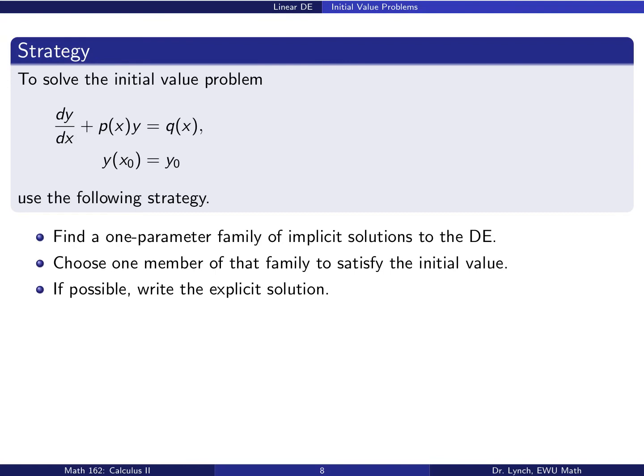This is sort of an outline of the strategy to solve an initial value problem where our unknown function is determined by a linear first order differential equation. Again, find that one parameter family of implicit solutions, satisfy the initial condition, and then, if possible, which with linear differential equations is usually pretty straightforward, write the explicit solution.